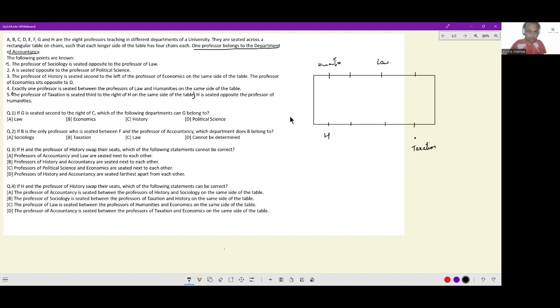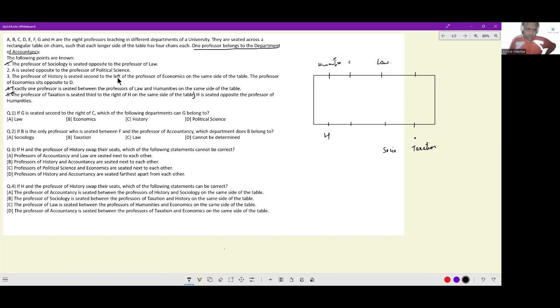Can't really fit anything right now. Sociology and law. So this will be either. Oh, no. The professor of sociology is seated opposite to the professor of law. So sociology is definitely here. We already have placed law, no? The sociology professor is definitely here. This line is taken care of. This line is taken care of. This line is taken care of. 1, 4, and 5 are done. So 2 and 3 are where we get our pieces of information. Okay.